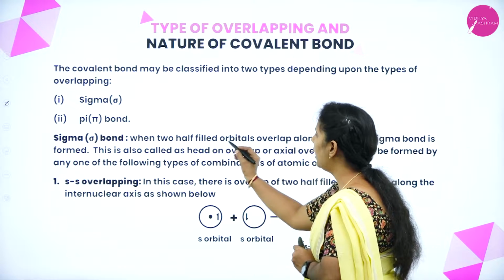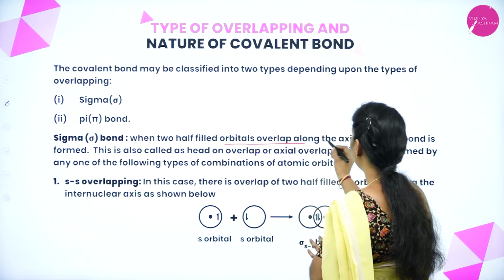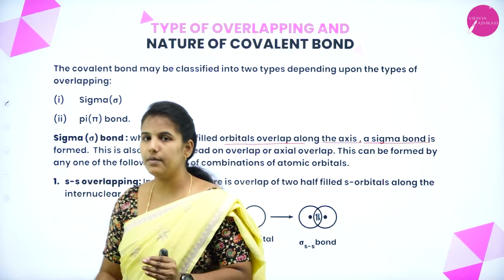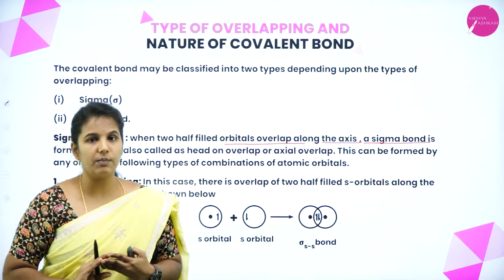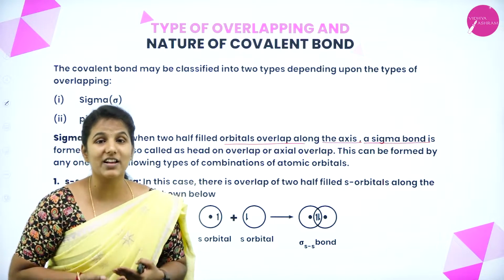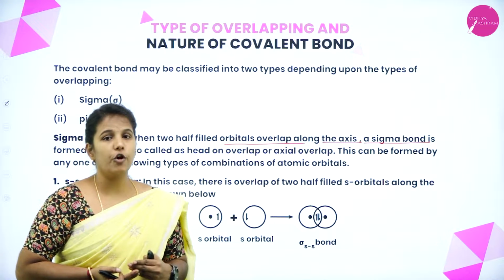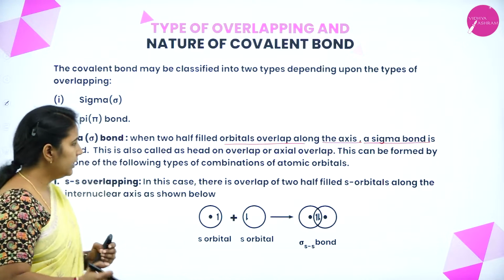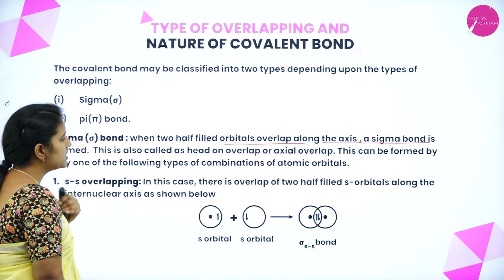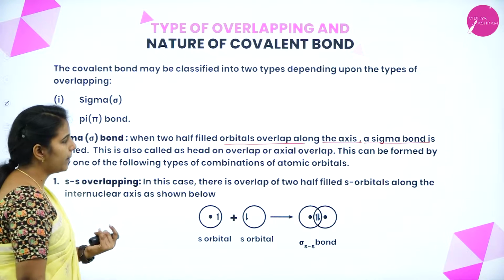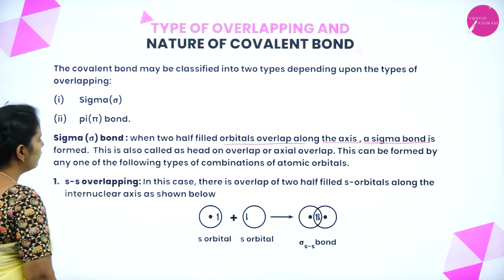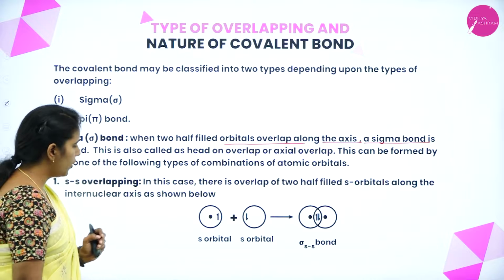When 2 half-filled orbitals are overlapped along the axis, sigma bonds will be formed. Always remember, when I talk about the sigma bond, this overlapping must be taking place in the axial direction. Such bonds are known as sigma bonds. Here I have an example. And before that, remember, this is also known as head overlapping or axial overlapping. This is formed with one of the following types of overlapping.